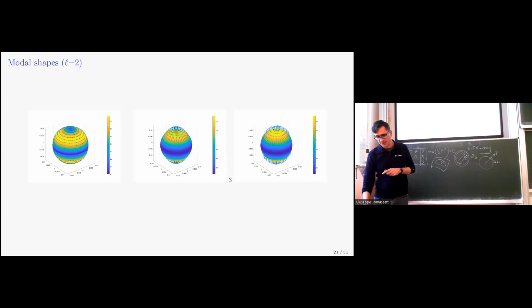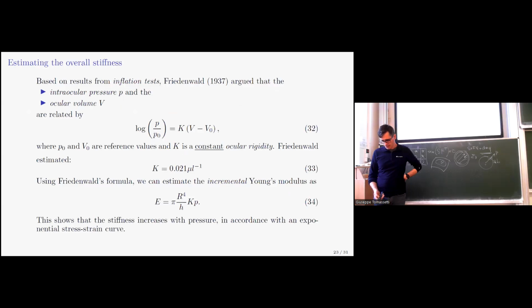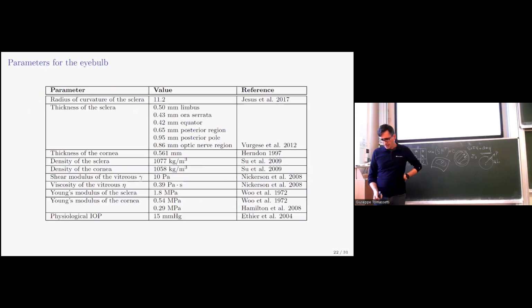The first index, and this index corresponds to three different types of motion. Okay, so these are the data that we took from the literature. The radius of the sclera is about 11 millimeters. The thickness of the sclera changes from one point to another. So the idea that you can approximate the sclera with a spherical shell of constant thickness is questionable. Okay, so it's kind of problematic.